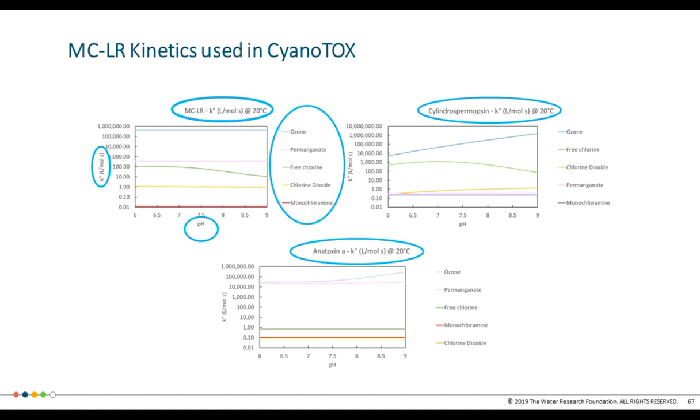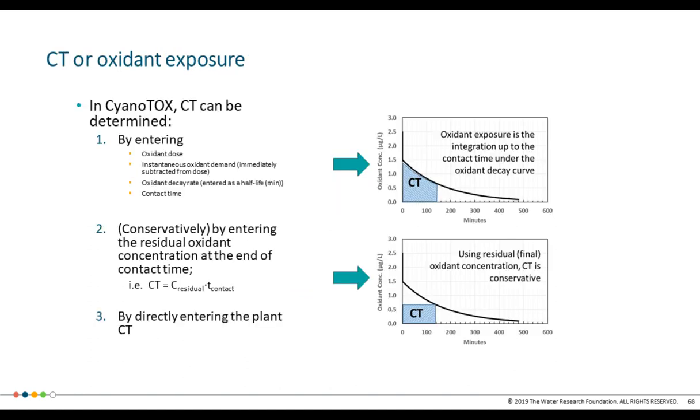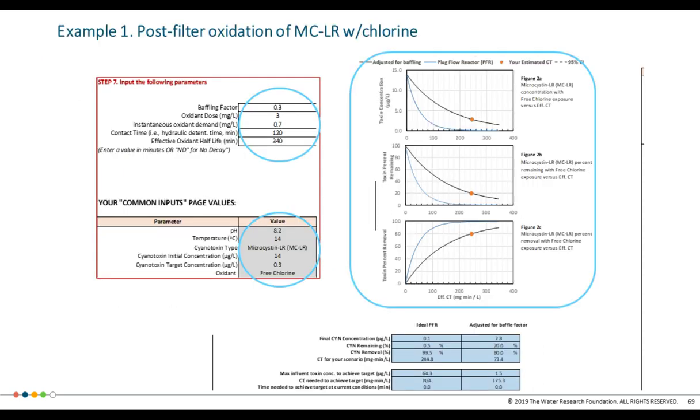For each one, we have 5 oxidants, and those are rate constants on the y-axis and pH on the x-axis, and you see for some of the oxidants there's a strong effect of pH, which is important. The exposure, or CT, can be determined 3 ways within the program. One is by entering an oxidant dose and an instantaneous oxidant demand, decay rate, and contact time, and the program will calculate the CT. Or conservatively, you can pick off a CT by the residual concentration and contact time, such as within a contactor, or you can enter CT directly.